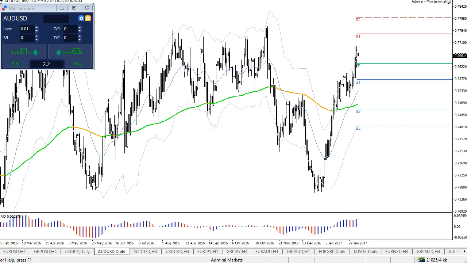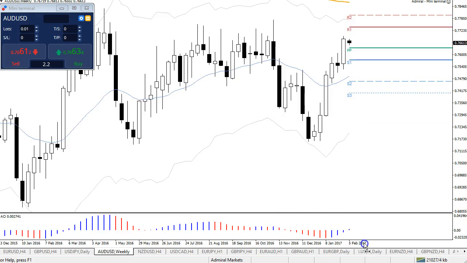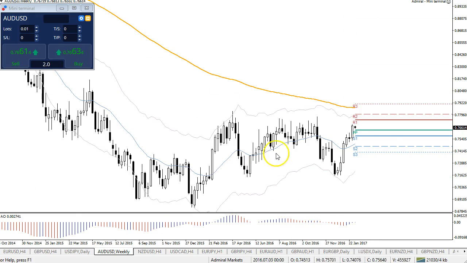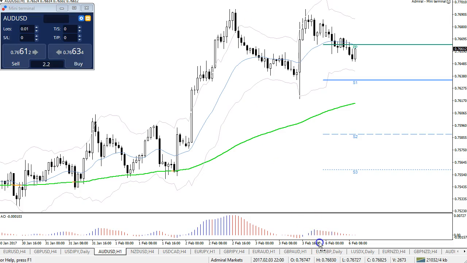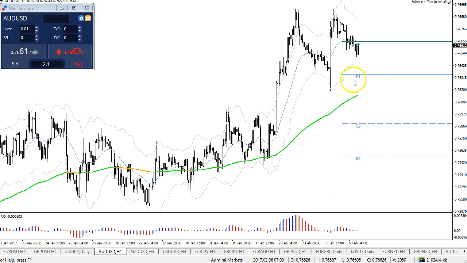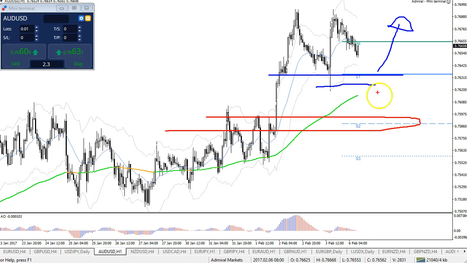I'm not a big fan of the Aussie at this moment. It seems to be quite mixed sentiment here. Up, down, and I don't have a particular favorite at this moment. Maybe if it gets down to the S1, for instance, to test this bottom, that could be a bouncing spot. If it breaks S1 and this bottom, there could be a move maybe to retest the S2, for instance, like this, and then bounce again.